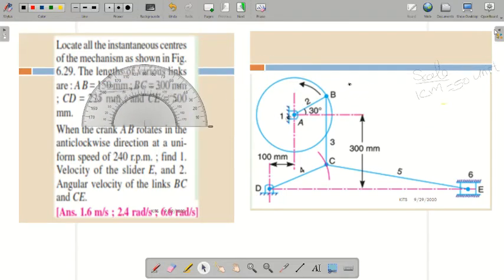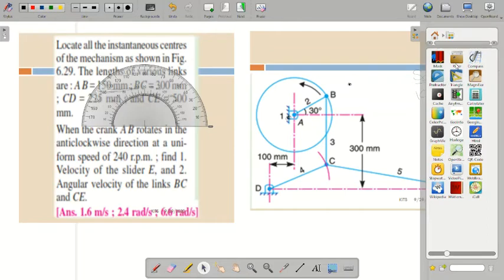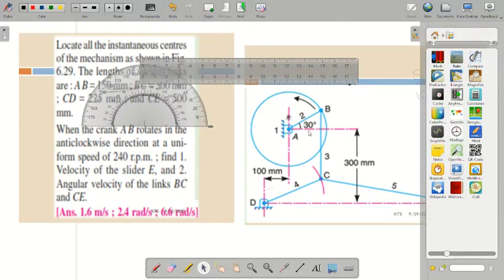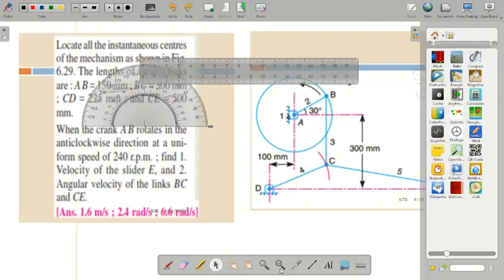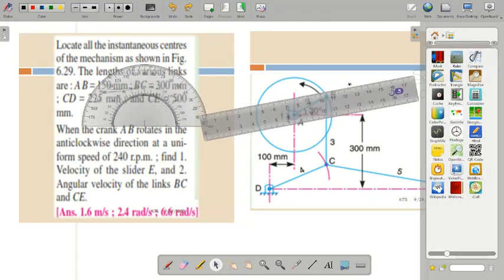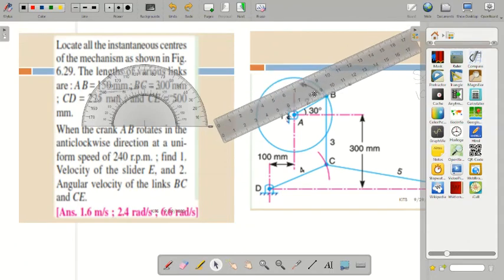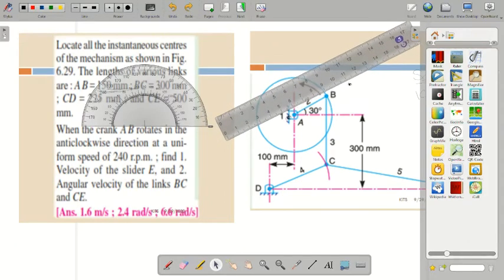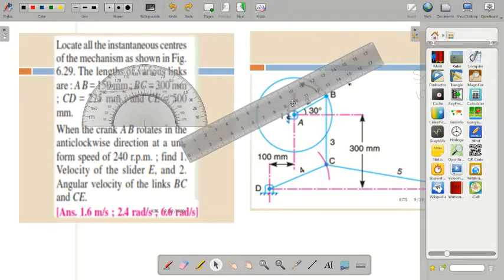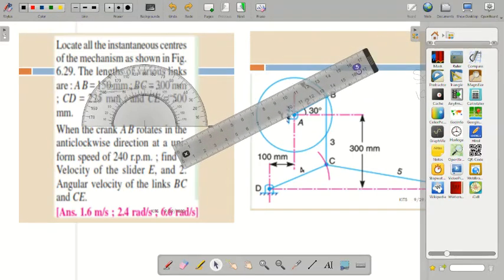Take your scale. Take your scale and then keep the scale on that point and then you have to draw the line.